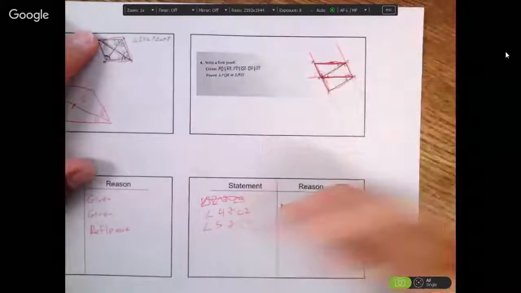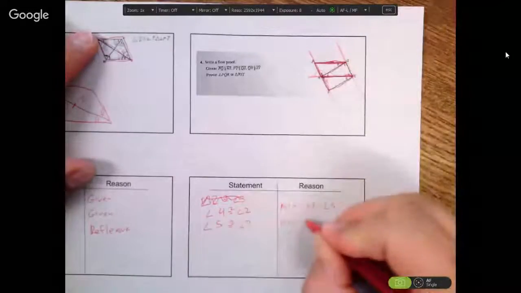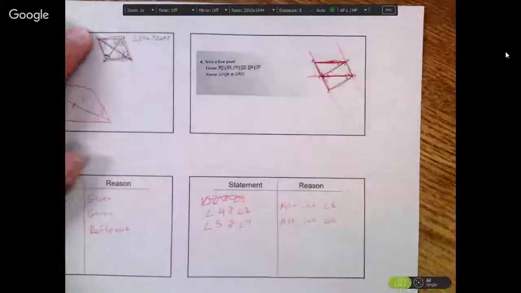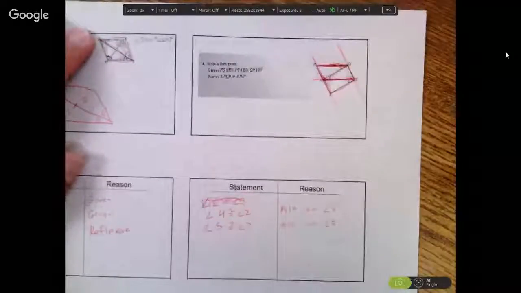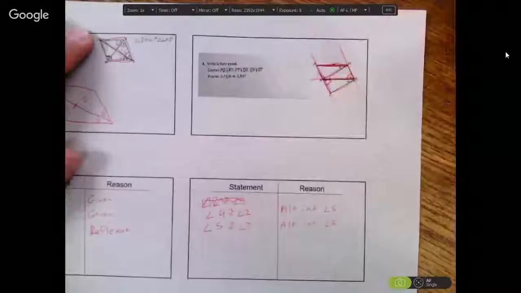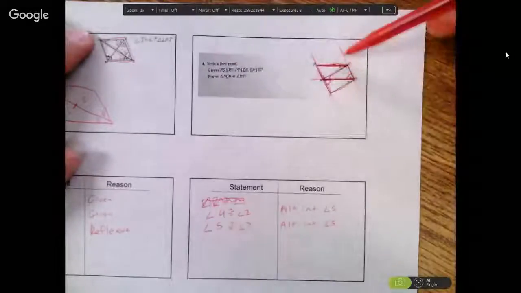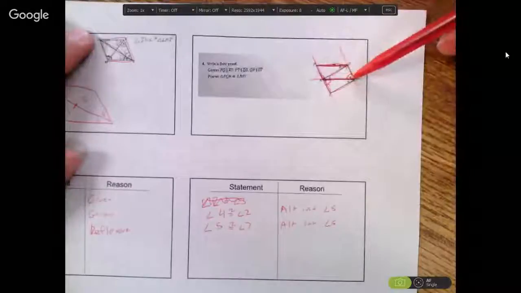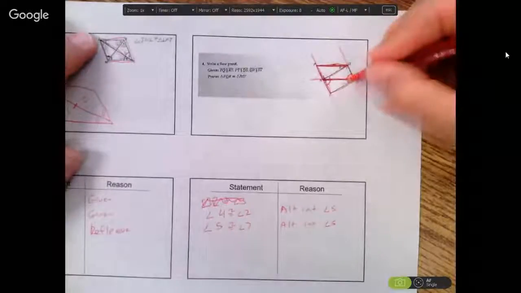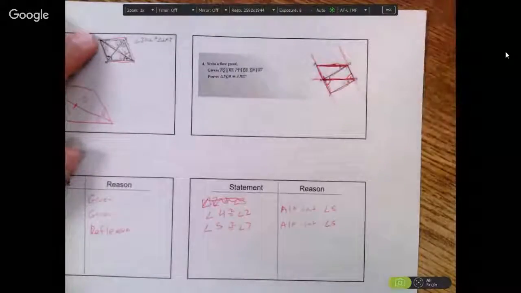Alternate interior angles. Having a discussion while we're doing this is not going to help. Just look at these. But wouldn't 6 be congruent to 2? For the same reason, to this one? Yeah, because it gives Q and R and S and T are also parallel. At the bottom, Q and R and S and T are congruent.